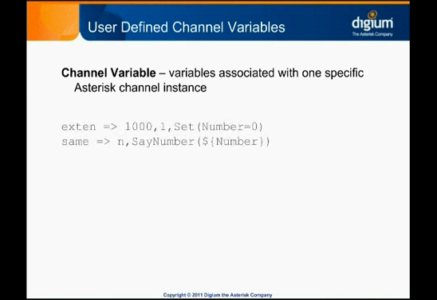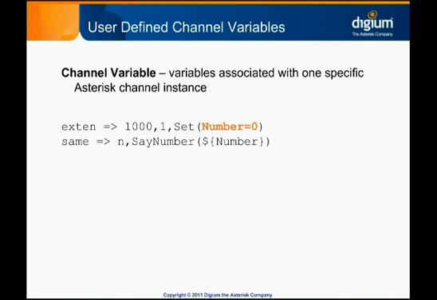First, channel variables can be assigned a value using the Set application. You can pass variable name equals variable value as an argument to the Set application. Here we've chosen the variable name number and set its value to 0. We could have named the variable anything we wanted, but we chose the name number to suggest that this variable might be used to count how many tries a caller takes to navigate an IVR or to describe some other numeric data. It's good practice to name variables based on what information they store.